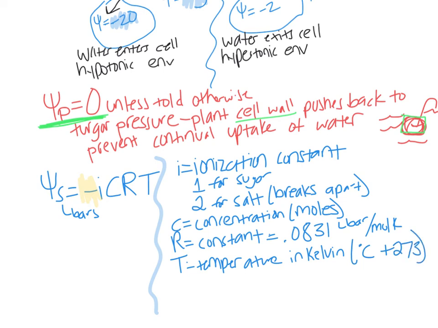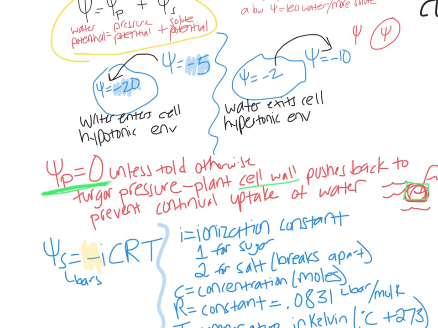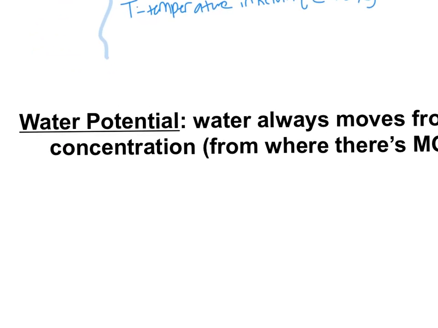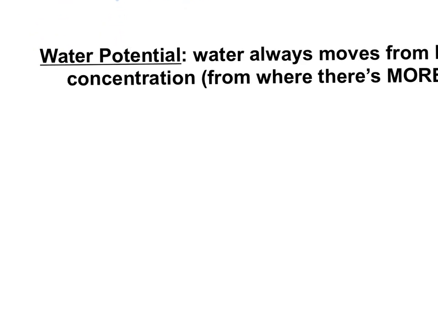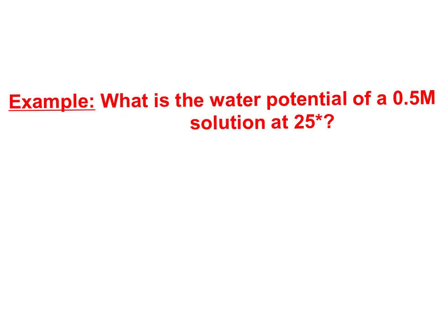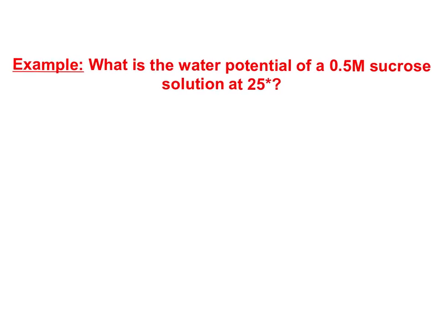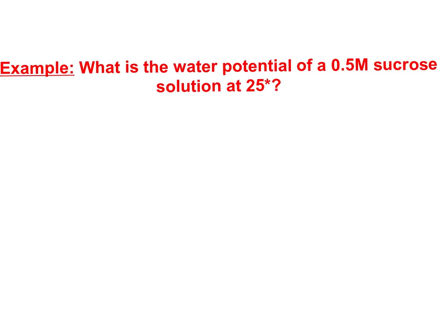So this formula, negative ICRT, is how we can find the values to determine which way water is going to flow. So this whole idea of water potential takes something very simple, water flows from more to less, and makes it much more complicated. So we'll do an example question together. So here we go, an example. What is the water potential of a 0.5 molar sucrose solution at 25 degrees Celsius?